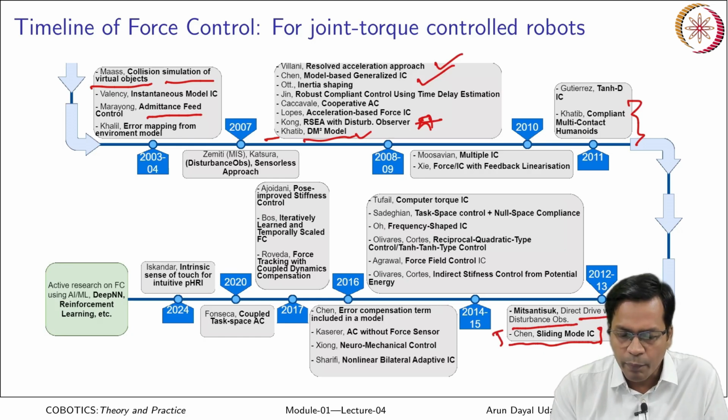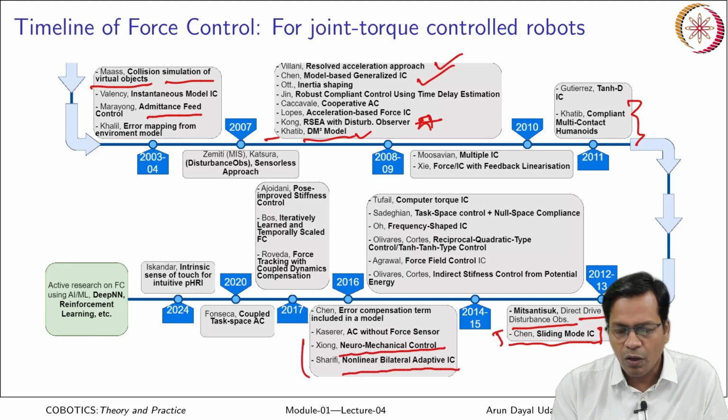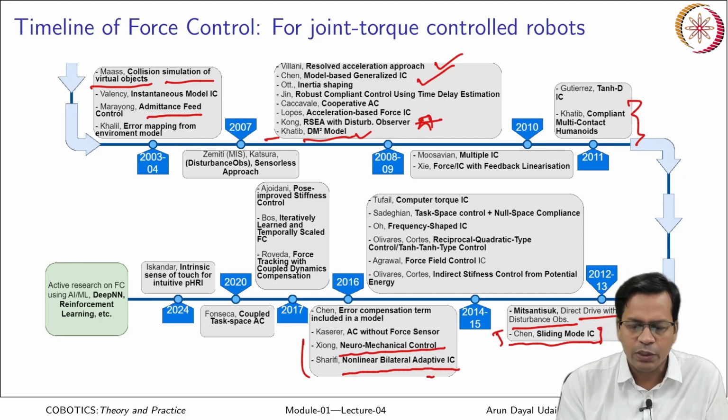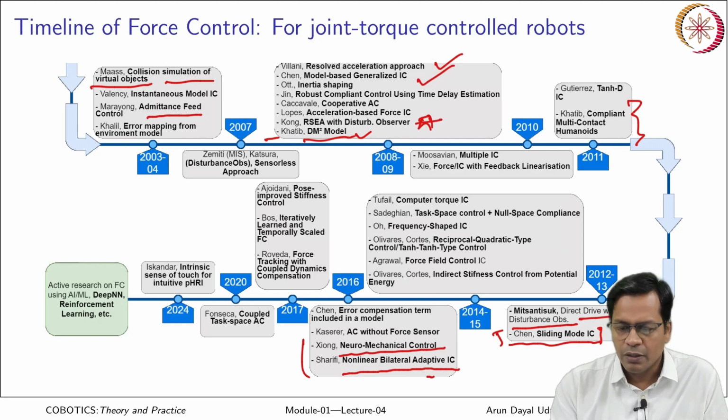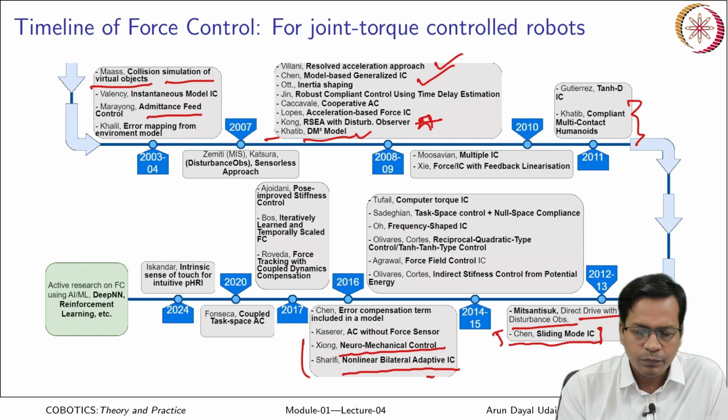Okay, neuromechanical control, non-linear bilateral adaptive control. So you see these are the controllers where non-linear and adaptive neural ANN kind of algorithms were introduced here. So you see now things are moving towards intelligent approaches and sensorless realizations started in. The direct drive with disturbance observer technique is one of them.